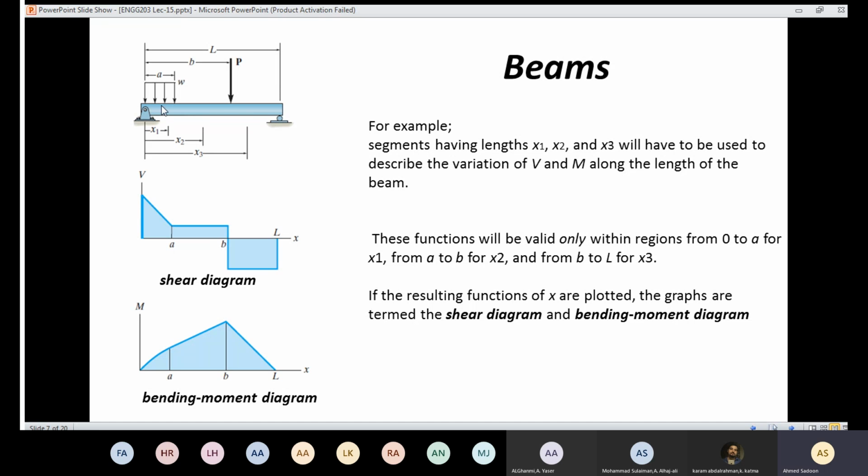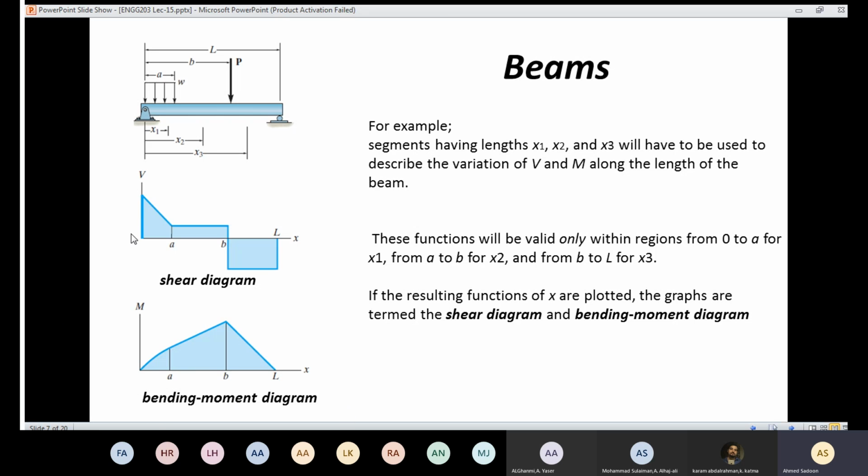So the equation here is only valid for that region. I cannot use it for that segment. And the equations which I'm going to develop from that region are valid only in that region. Then if I come up with expressions for the shear and the moment, I'll be able to draw the shear diagram and the bending moment diagram.